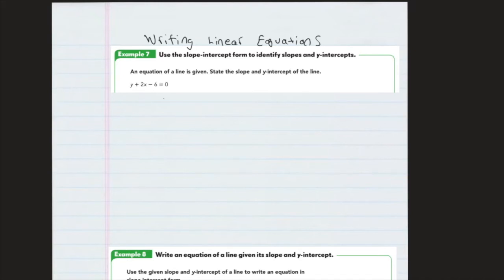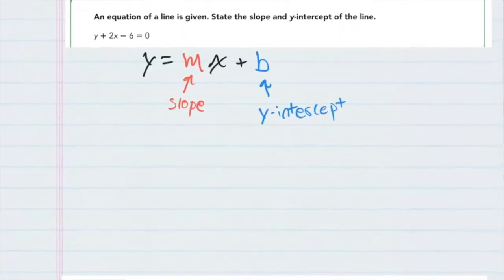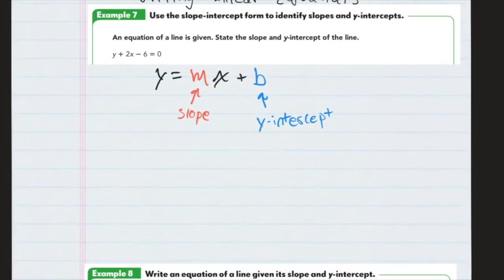And slope-intercept form is y equals, and then m as your slope, times x plus b as your y-intercept. And this equation here is not in that form. Right now it's like y plus 2x minus 6 equals 0.